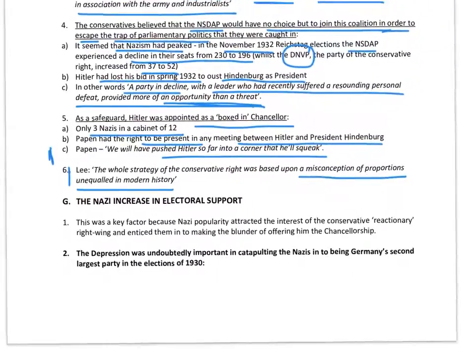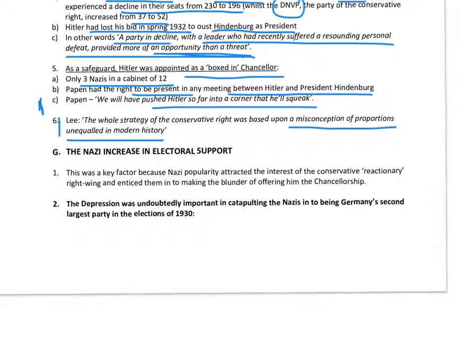Lee then finishes off by looking at another factor we mustn't forget. Clearly, what made the Nazis appealing was they were popular. It was a key factor. Nazi popularity attracted the interest of the conservative reactionary right wing. Again, that's a nice word to use, reactionary, remember, and enticed these conservatives, the entourage who surrounded the president, into making that massive mistake of proportions unequalled in modern history.